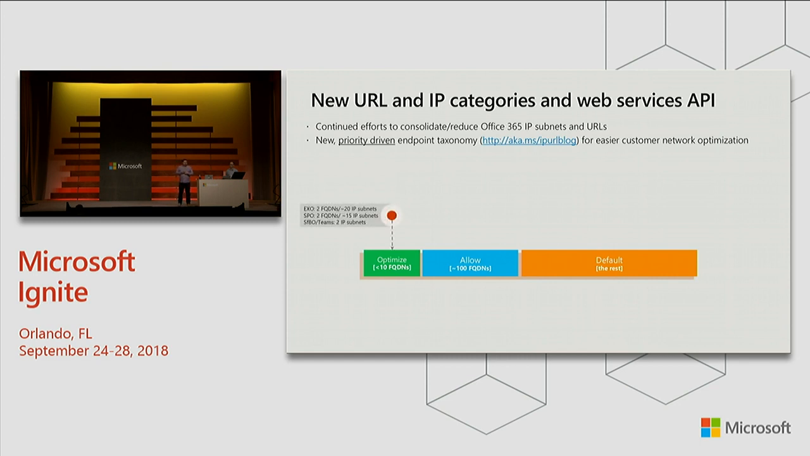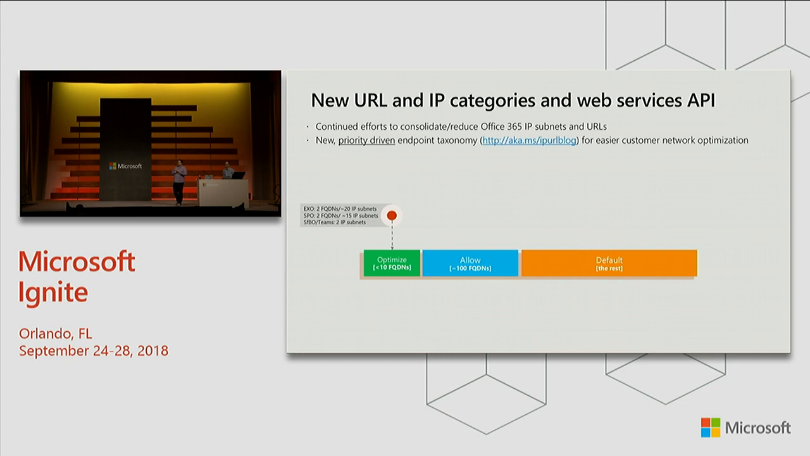So optimize is our core list. These are the ones you really need to take care of. These are the ones that caused that problem that you saw on the demo slide. And it turns out there's literally 2 Exchange endpoints, URLs, 2 SharePoint / OneDrive endpoints with a small number of IPs, and the IP addresses for Skype Media.